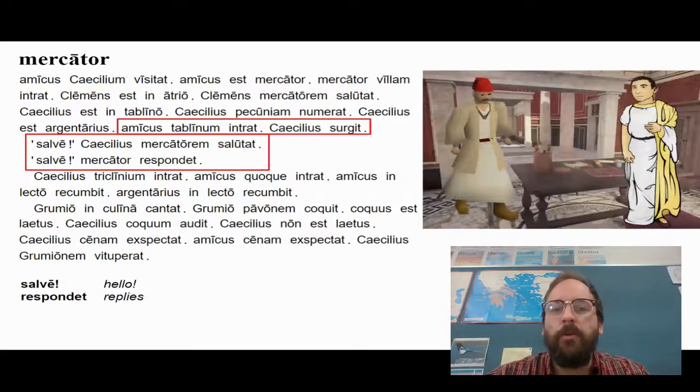Salve, Caecilius mercatorum salutat. Salve, mercator respondet. So what are they doing? What are these two men doing now that they're in the same room?